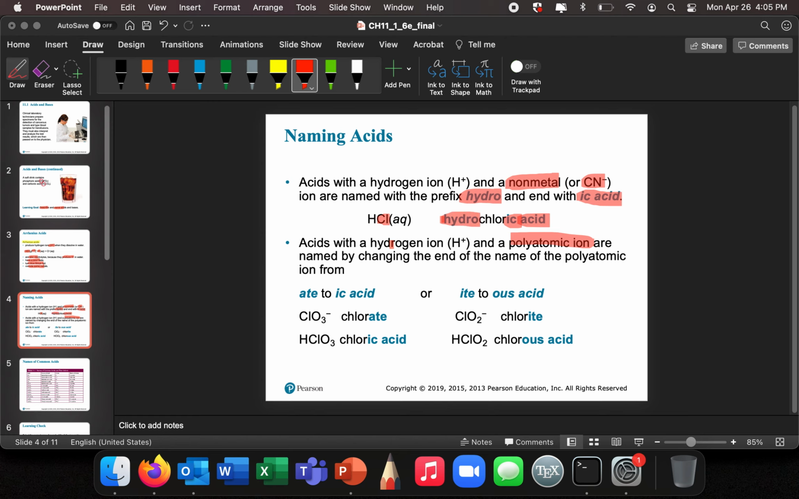Now, acids with polyatomic ions are named by changing the end of the name. Correspondingly, ate goes to ic acid, and ite goes to ous acid. Okay, and so if you take chlorate, it's got one negative charge on it, right? So it's going to take one hydrogen, H+. If it's ate, it's going to be chloric acid, and if it's ite, you see one minus here, so it's going to take one hydrogen, and instead of ite, it's going to be ous acid, chlorous acid.